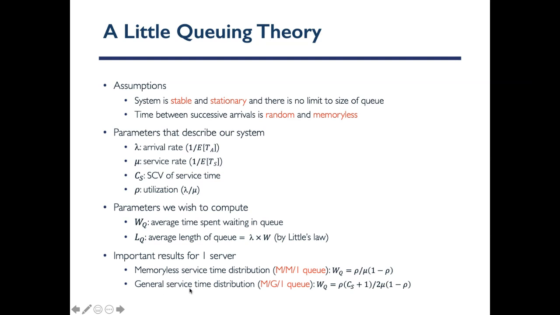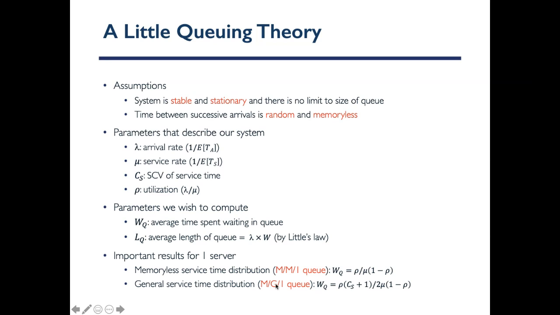And in a general service time, where you are not assuming any distribution for your service time, so M/G/1, this is general distribution, and only one server, then WQ equals rho times (CS squared plus 1) divided by 2 mu times (1 minus rho). Now, one thing is, this G is general, right? So a specific case of this general case is if the distribution is memory-less.